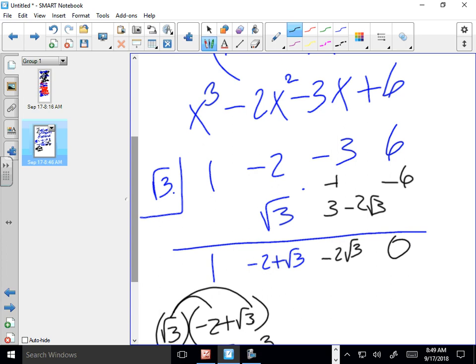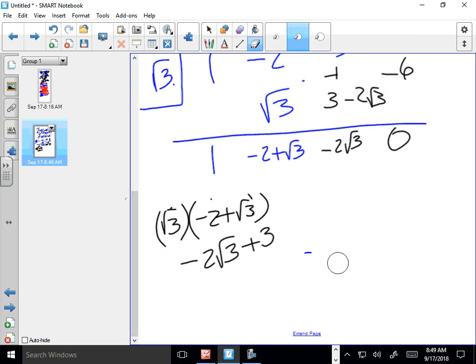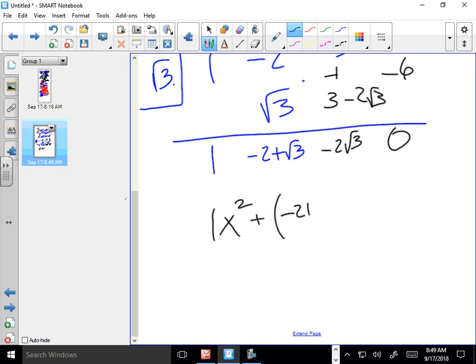What's that polynomial? Well, we know we started with an x to the third, so this has to be 1x squared. And all of this has to be times x, negative 2 plus root 3 x, minus 2 root 3. Most people are not comfortable with this at all.